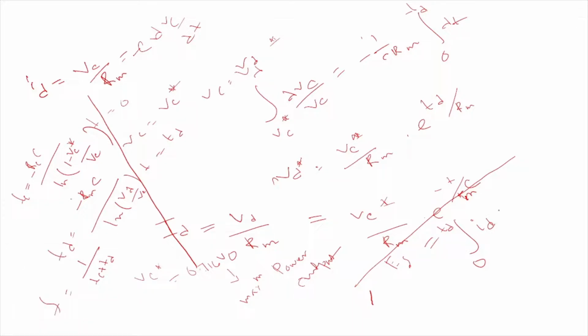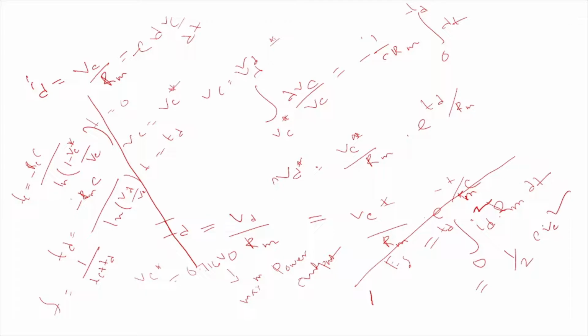Okay, so it will be that I D square into R m dt. With respect to t, if you integrate that, you will get spark energy. Okay, so if we simplify this, you will get half C V C square.